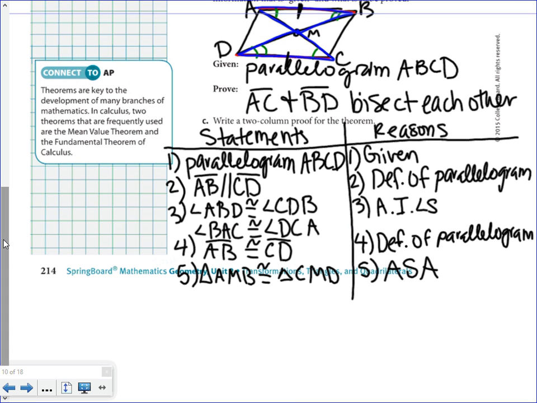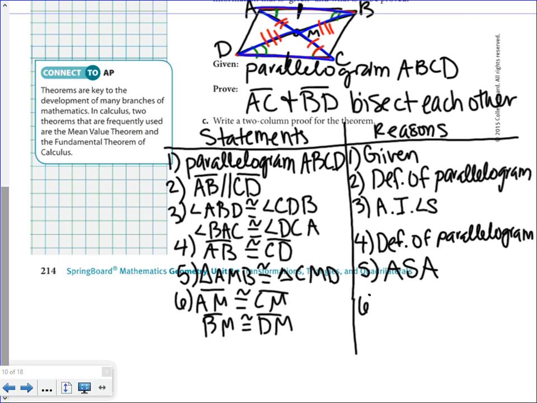So then, once I know my triangles are congruent, I know all of the parts are congruent, which means that I can say this side is congruent to that side, and that side is congruent to that side. So I can say AM is congruent to CM, and BM is congruent to DM. And the reason is CPCTC. Corresponding parts of my congruent triangles are congruent.